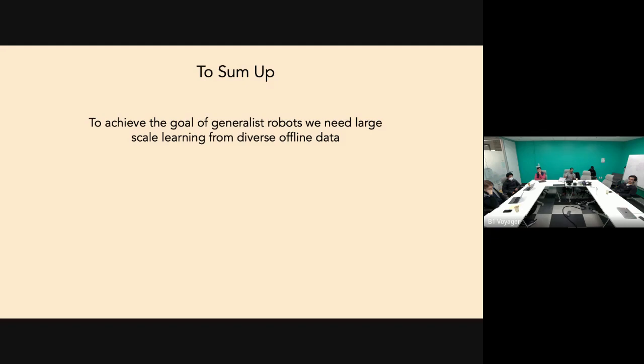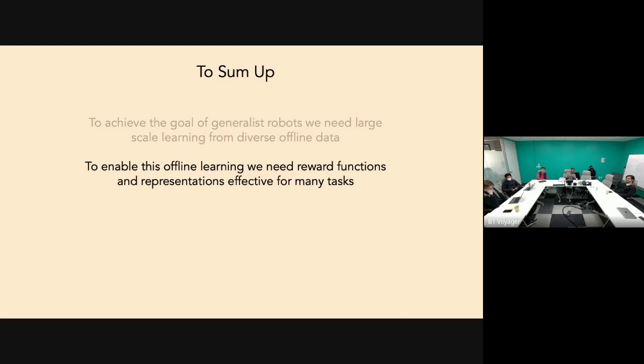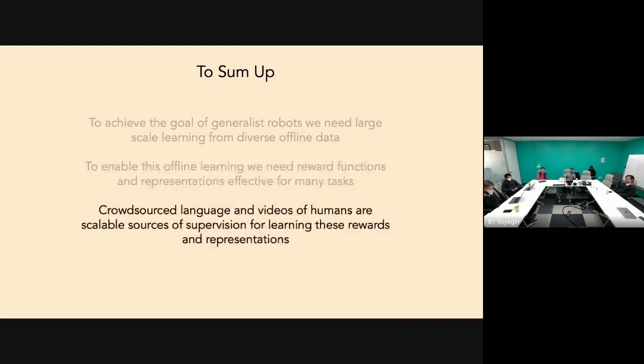And we're almost out of time here, so just to sum up, I think to achieve this sort of goal of generalist robots that can operate in real world homes, we really need to scale up learning and learning from diverse offline data sets. To enable this offline learning, we need reward functions and representations that are general and effective for many tasks and environments. And the works I've talked about today suggest that crowdsourced language and videos of humans are pretty scalable sources of supervision that we can get through the web that can supervise learning these rewards and these representations.